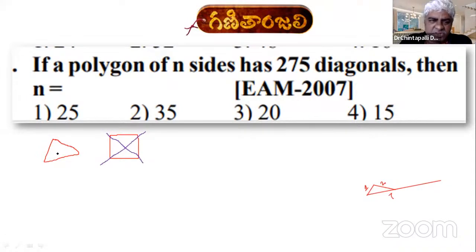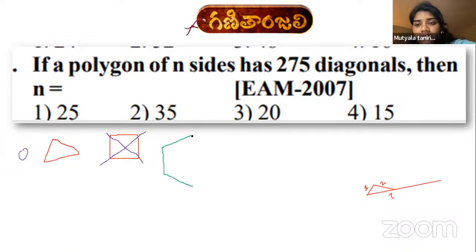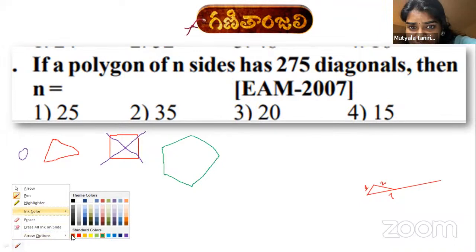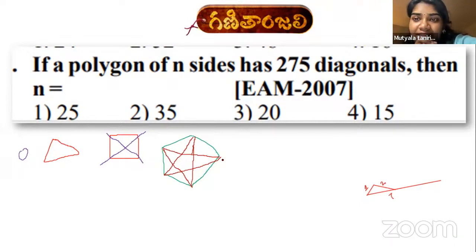A square has two diagonals, a triangle has zero diagonals, and what about a pentagon? A pentagon has 5 sides. How many diagonals does it have? One diagonal, 2, 3, 4, it forms a star, 5. So 5 diagonals. The square has 2 diagonals, the pentagon has 5 diagonals.